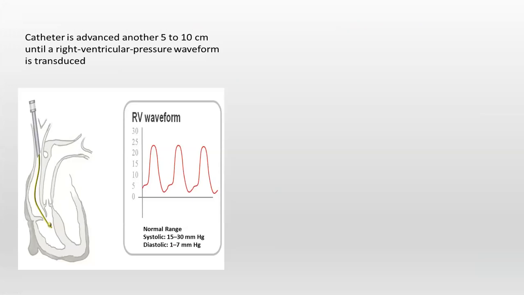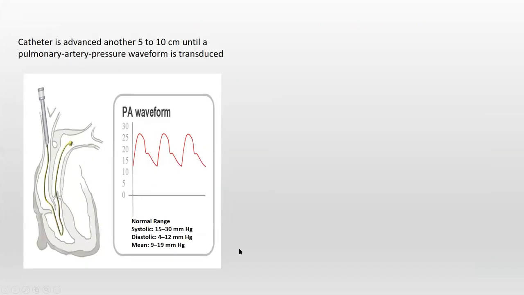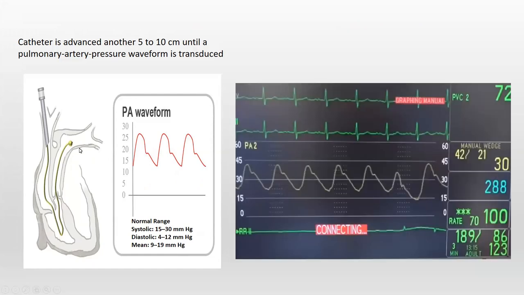The catheter is then advanced 5 to 10 centimeters until a right ventricular pressure waveform appears. When it's right about here, this is the waveform we should start seeing. Normal range is systolic pressure 15 to 30, and diastolic about 1 to 7. Advance another 5 to 10 centimeters until the PA pressure waveform is transduced, as the catheter goes from here, here, here, all the way up until here. We should start seeing the waveform appear on the monitor at that time. The PA pressures are systolic 15 to 30, diastolic 4 to 12, but the mean is what we look at, which is 9 to 19.